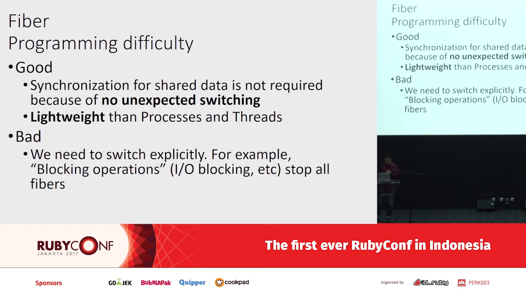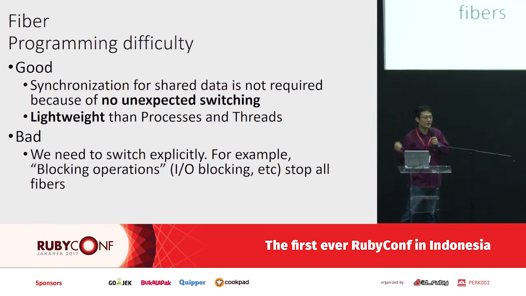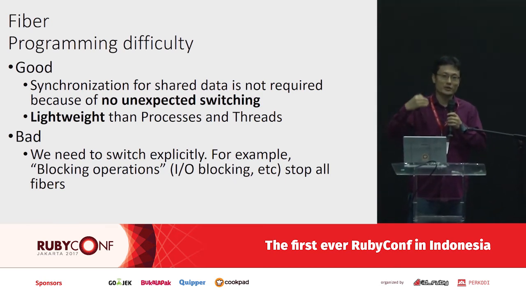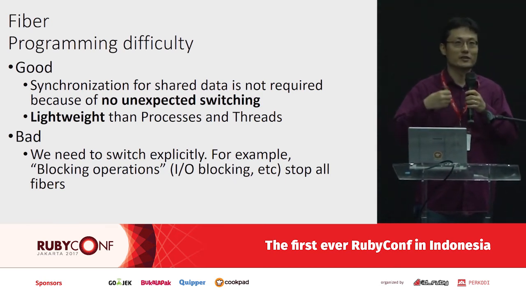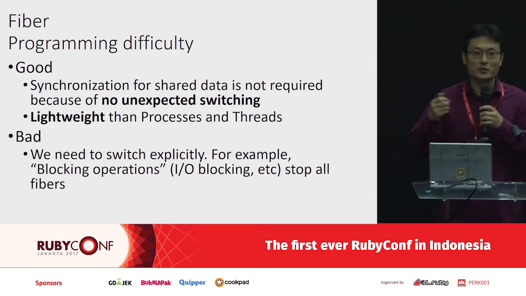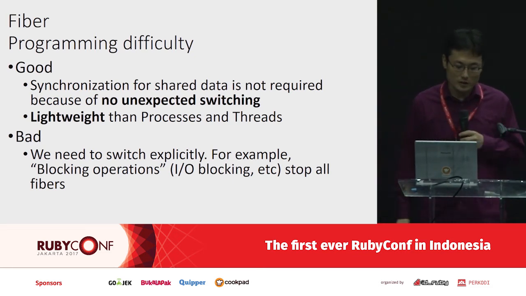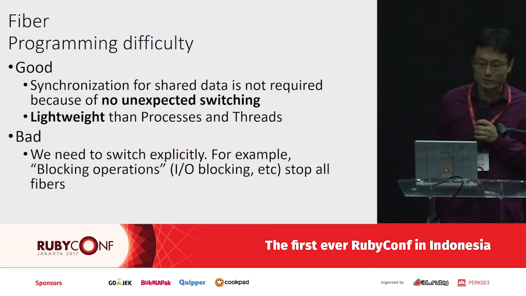The advantage of Fiber is that synchronization for shared data is not required. This is because we manage every Fiber switching. So we don't need to switch at the danger point. We can manage switching timing completely, so we don't need to be afraid of an unexpected switch. And also, a Fiber is lighter than a process or a thread. The disadvantage is that we need to switch explicitly.